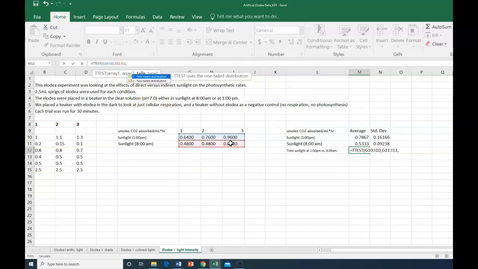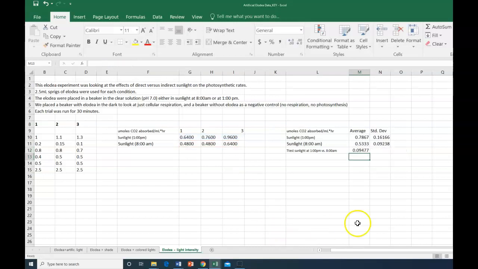And then we already discussed in lab, you're always going to do a 2-tailed distribution and a 2-sample unequal variance. And then close off your parentheses, hit return. And now we have our p-value, which is 0.09, which would say that this is not statistically significant. We have to accept the null hypothesis because this number is greater than 0.05.